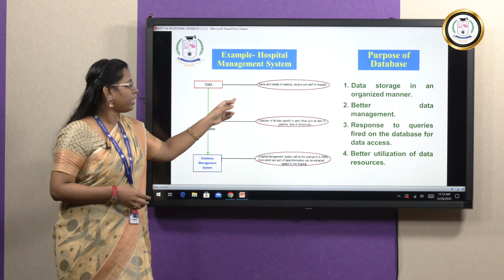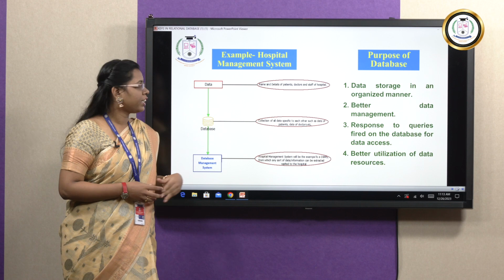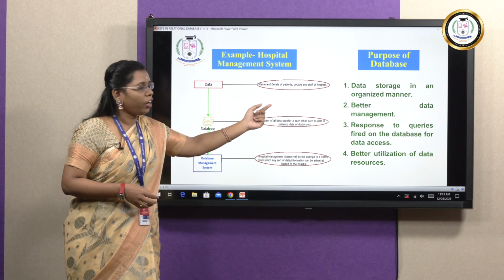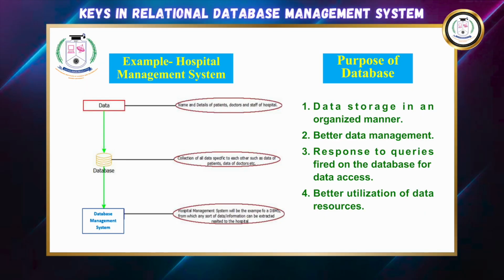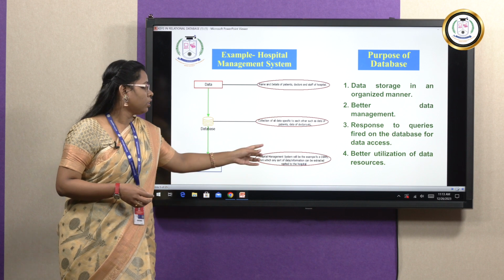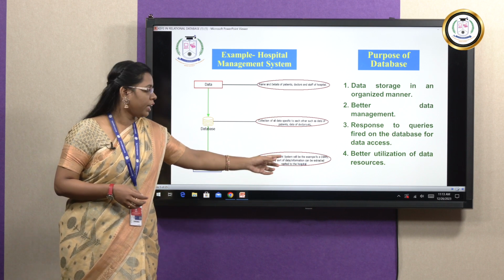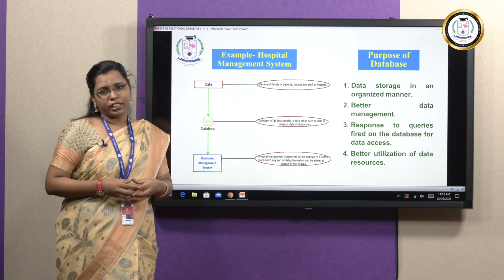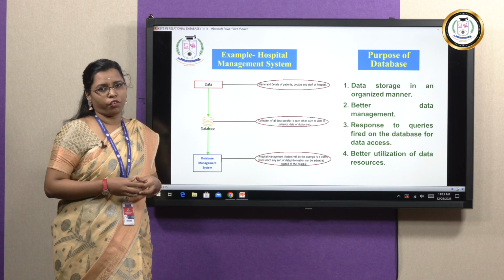Let us see a simple example of a hospital management system. Here, we are collecting data such as the names and details of the patients, doctors and staff in the hospital, for organizing the data in a manner. The next one is the database. Here we are collecting the specific data of the patients and the doctors for better data management. And the next one is the database management system. Here we are storing the information related to the hospital so it can be extracted for better data access and better utilization of the resources.